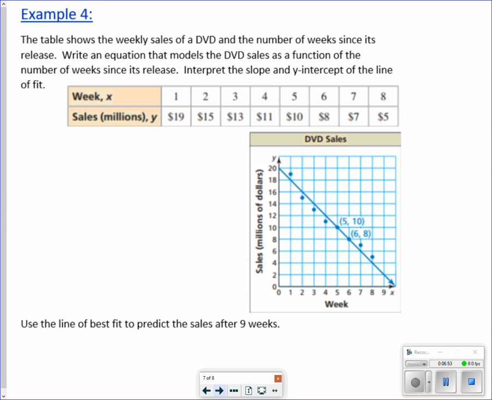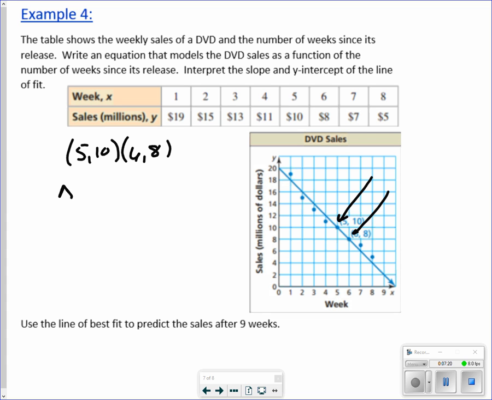The table shows the weekly sales of DVDs by the number of weeks since it was released. Write the equation that models the DVD sales as a function. Now they've done the scatter plot for me, and in the picture they showed me 2 points. So this is a little more like what we will give you on a test. We'll probably make you go ahead and make the scatter plot, but we're going to give you the 2 points that we'd like you to use when doing your line of best fit.